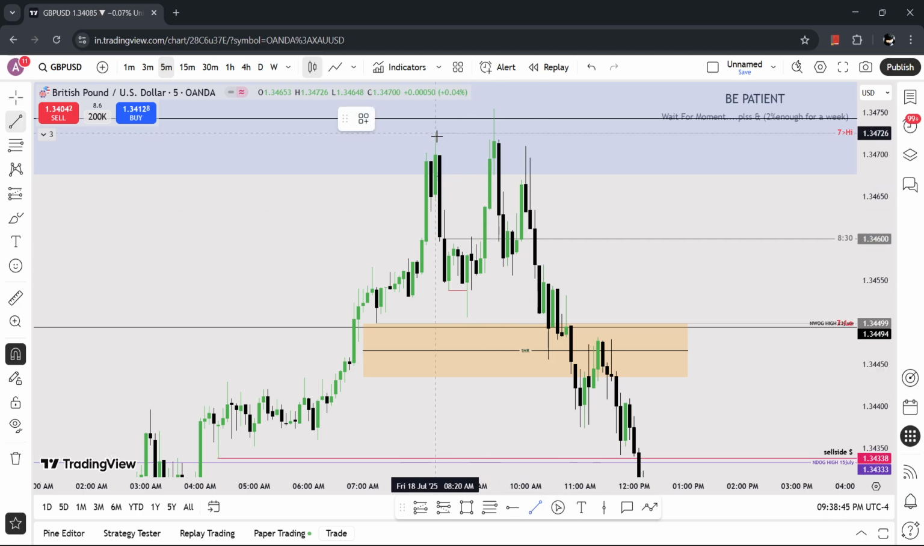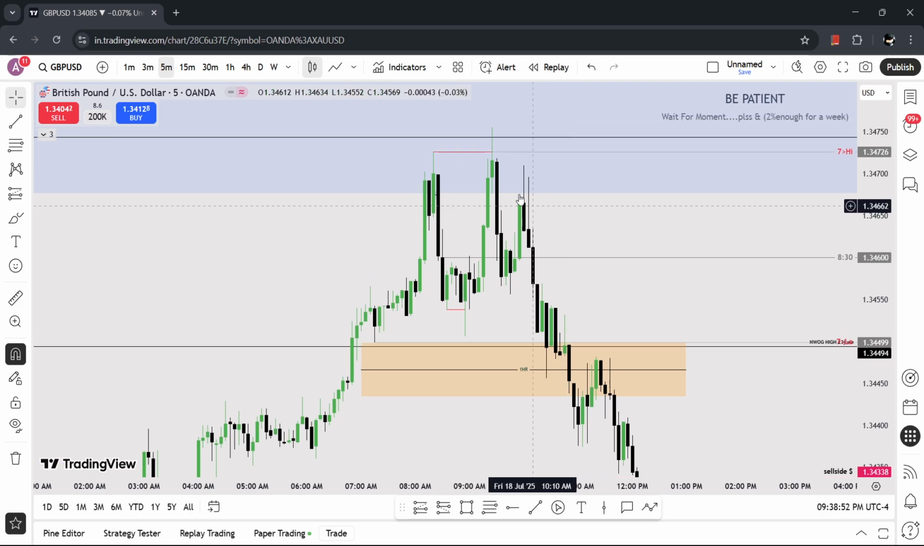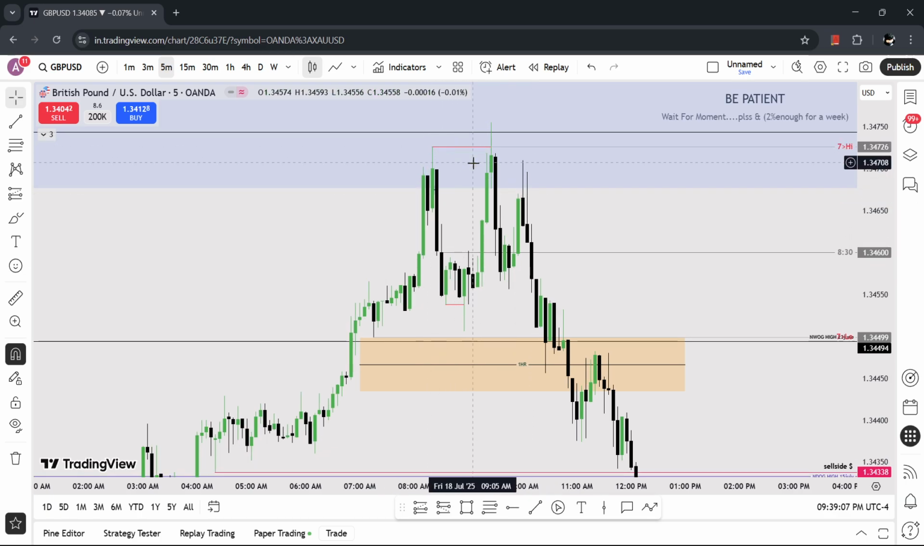This is where I made the mistake. I haven't taken note of what it was prior to 8:30. I haven't checked what it was prior to 8:30. After 8:30, when it rallied up, it took out this highest high after 7 o'clock.